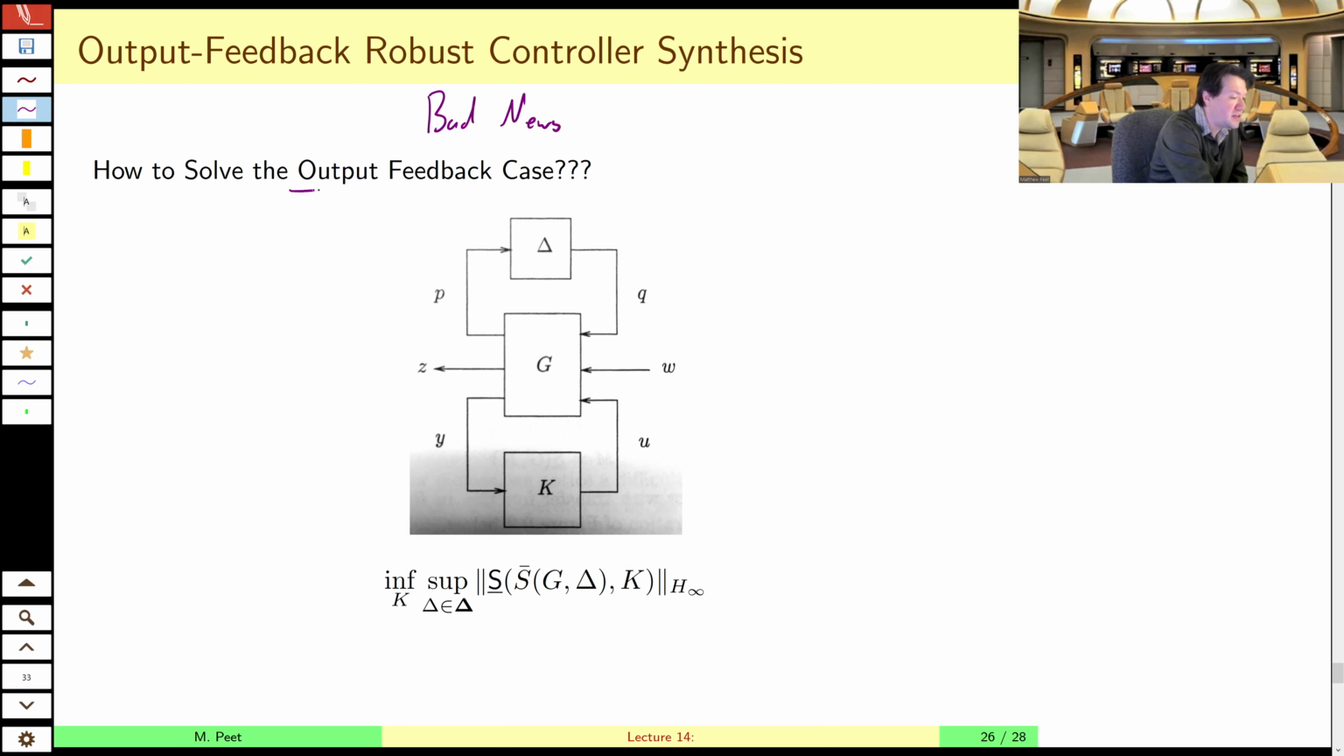How to solve the output feedback problem. And of course, that's more important because we generally want our K not to be state feedback, because we can't usually measure all our states.